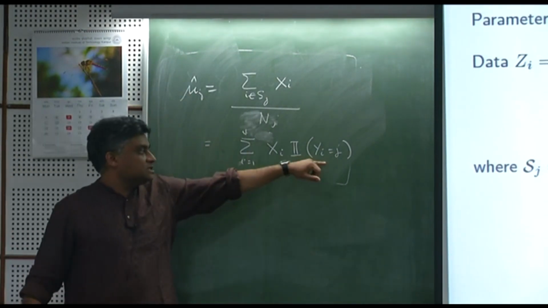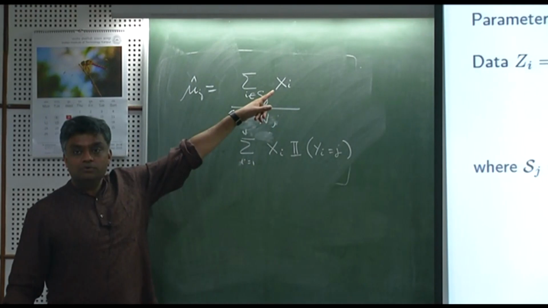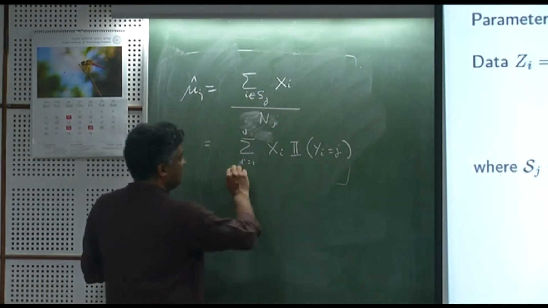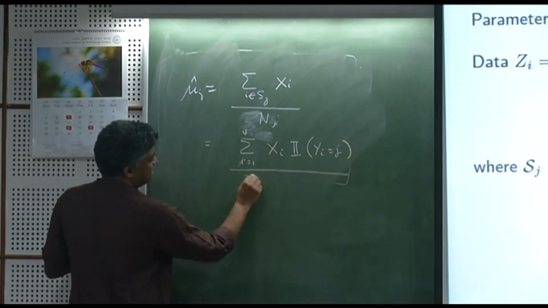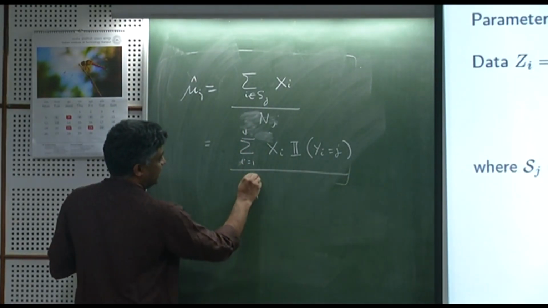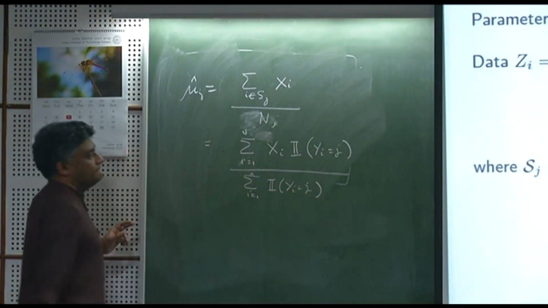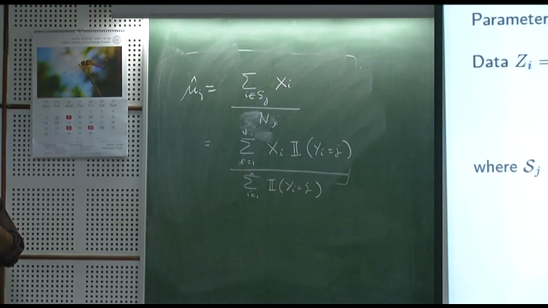Because every time y_i is equal to j, I get a 1, I get counted. Every time y_i is not equal to j, it just drops off. Divided by n_j, which is nothing but the summation of i going from 1 through n of the indicator function y_i equals j. Exactly the same thing. Okay.